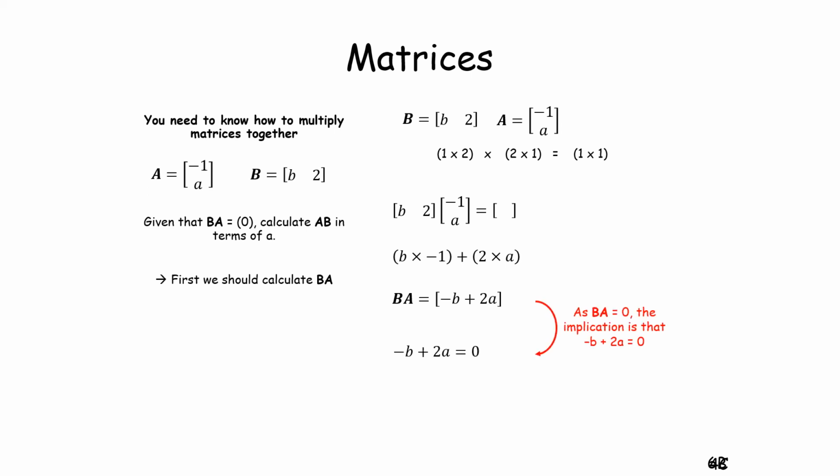Now we're told that B times A is equal to 0. So you could set this equal to 0. So 2A is equal to B.